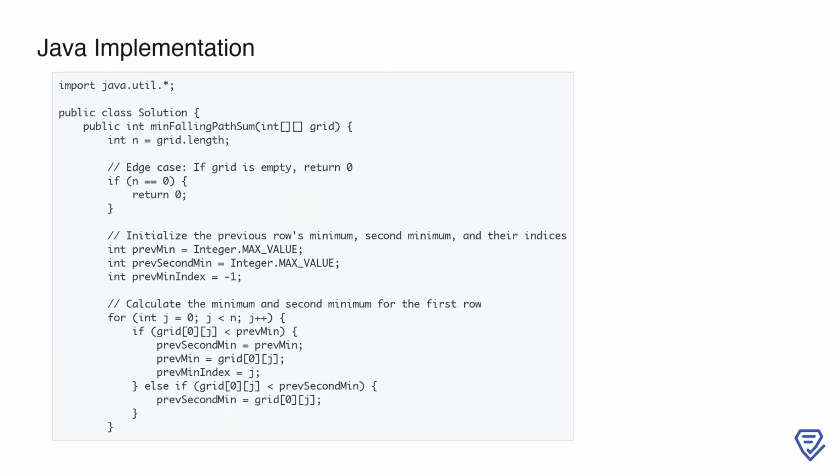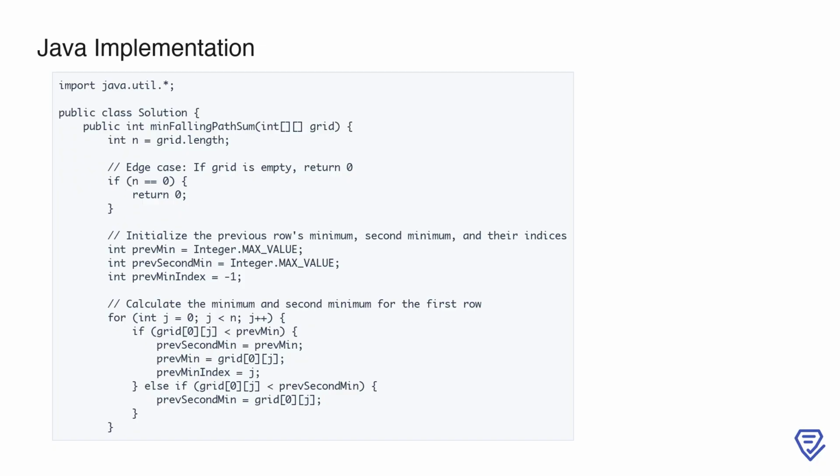Here, we begin by importing the necessary classes and defining our solution class. The method min_falling_pathSum takes a 2D grid as input. First, we retrieve the length of the grid and handle an edge case where the grid might be empty. If it is, we simply return 0. Next, we initialize variables to keep track of the minimum and second minimum values from the previous row, as well as the index of the minimum value. These will help us efficiently calculate the minimum falling path sum row by row.